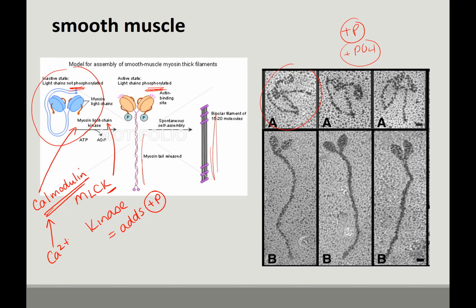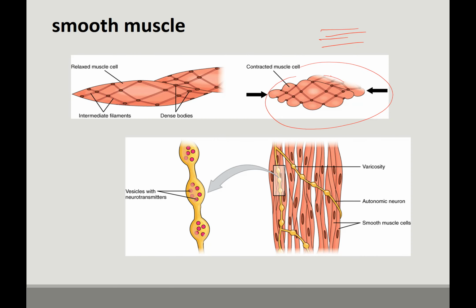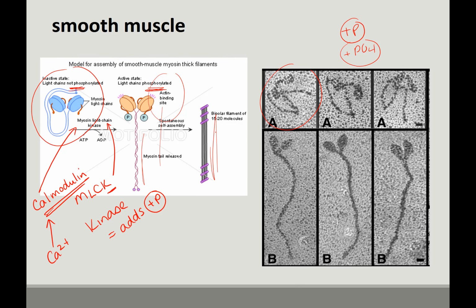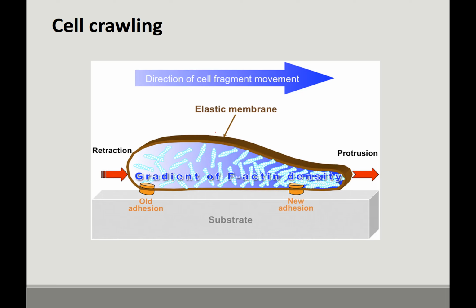The signalings come in slightly different ways. In this case, the calcium is telling calmodulin to activate myosin light chain kinase to add phosphates to myosin light chain, to allow the myosin light chain to interact with actin and contract your smooth muscle.